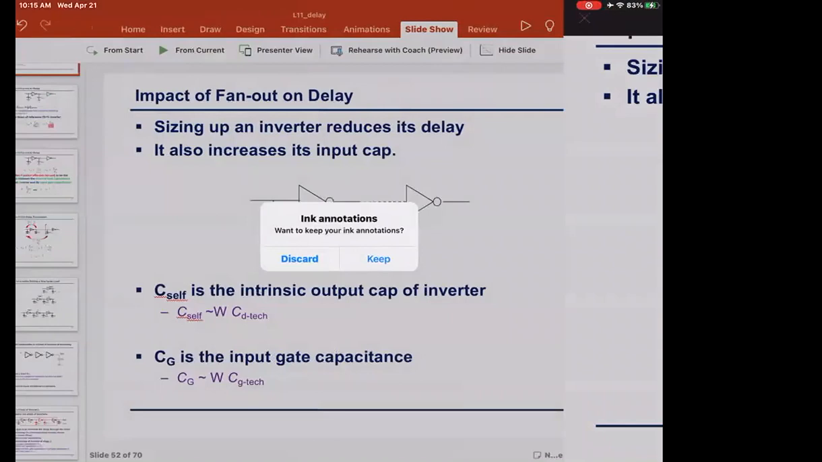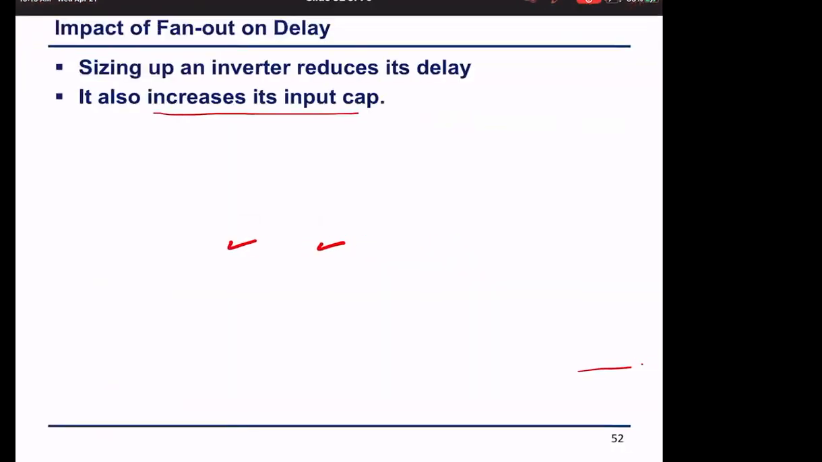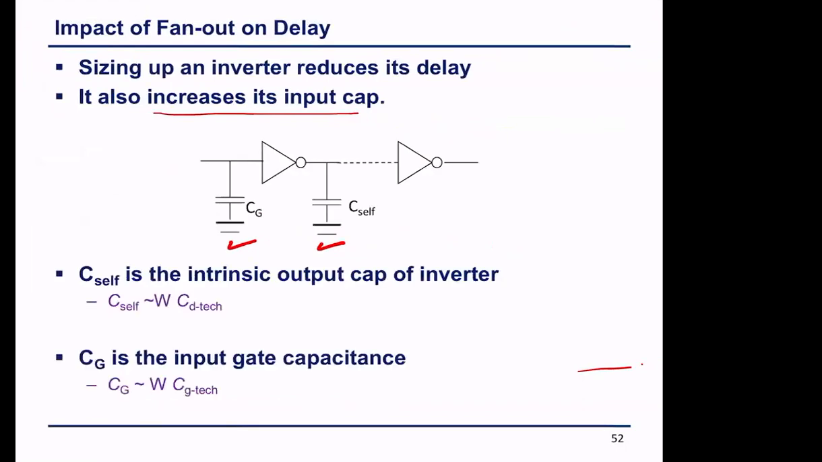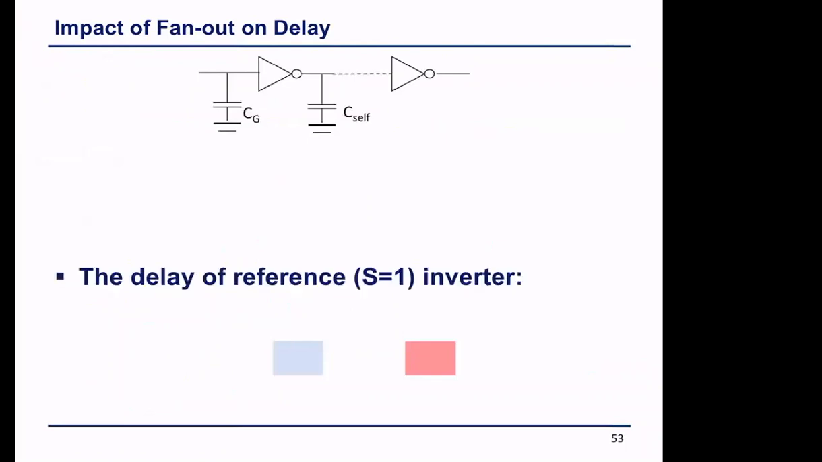Again, if we want to look and see what the issue is here, the C self is the intrinsic capacitance of the inverter. It's proportional to the width times CD tech, and the C gate is the input capacitance and it's proportional to the width times CG tech. Of course, multiplied by 3S here, and also multiplied by 3S here. Okay, so let us look at the effect of the fan out delay.